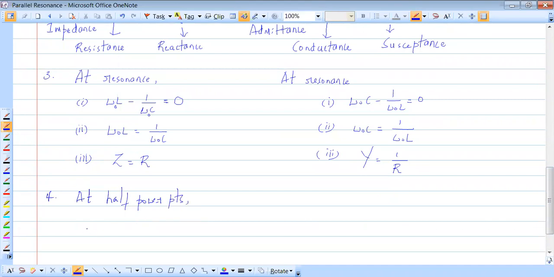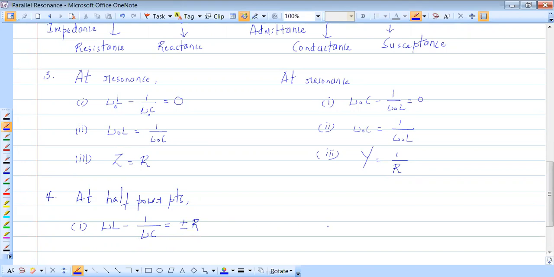What is true, anybody? In series RLC circuit at half power points, what is true? Omega L minus 1 by omega C is equal to what? It's plus or minus R. What does that mean? It means that at half power points or at minus 3 dB points, the reactance of the impedance is equal to the resistance of the impedance.